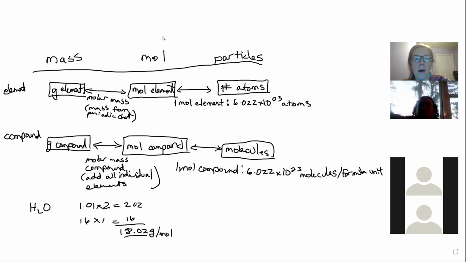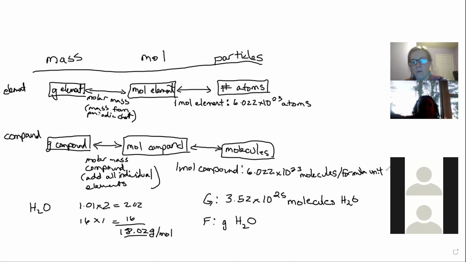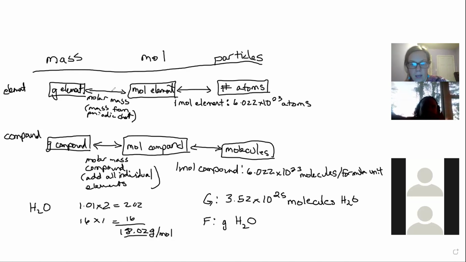So let's do a problem with the compounds before we start to pair these things together. So say that we're given, we'll just use water since we already have the molar mass, that we have 3.52 times 10 to the 25th molecules of H2O. I want to know the mass of that in grams. So find grams of H2O. So looking at your flow chart, figure out where you're starting, where you're ending, and take the necessary steps. I'll give you guys 2 minutes to work through that one.